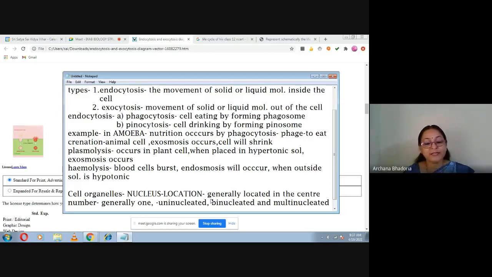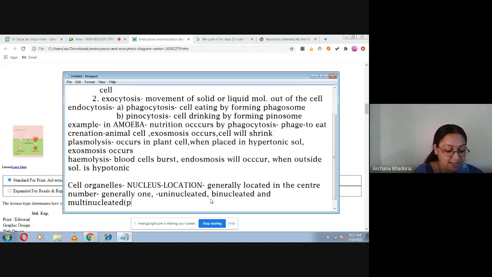Now uninucleated, all your body cells are uninucleated. Is it clear? Binucleated, in fungi you find sometimes the cell will have two nuclei during fusion of the two cells. So binucleated stage. And multinucleated, you can write down the example. I'm writing the example for multinucleated here in the bracket: Plasmodium.